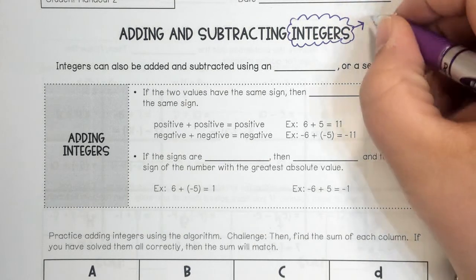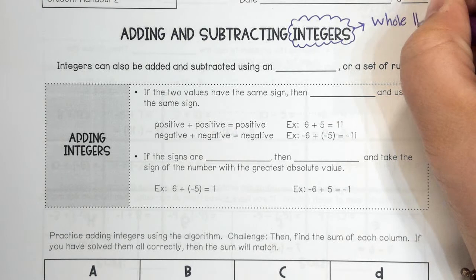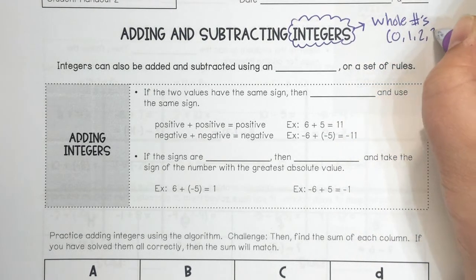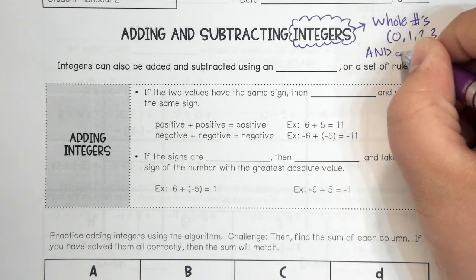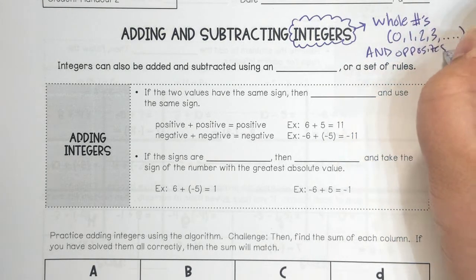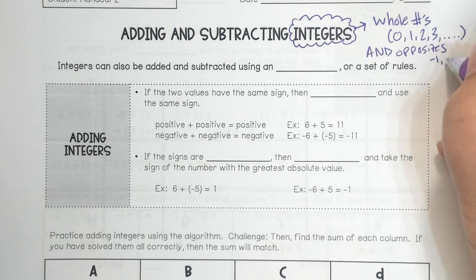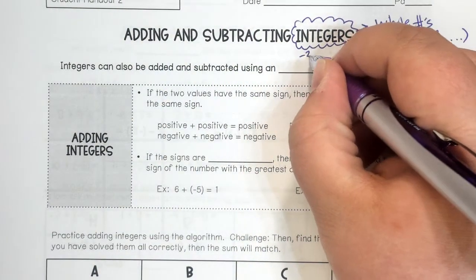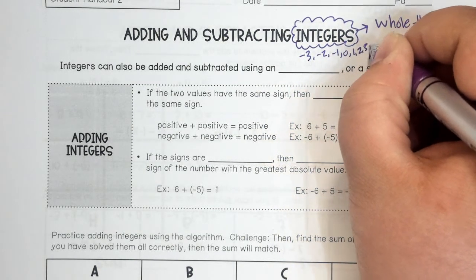Integers were either whole numbers, so something like 0, 1, 2, 3, and so on, as long as it's a whole number, right? And their opposites. So 0 doesn't have an opposite, but the opposite of 1 is -1. So like -1, -2, -3, right, and so on. So the set of integers is -3, -2, -1, 0, 1, 2, 3, and so on.